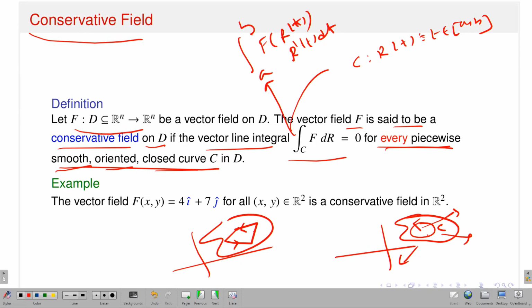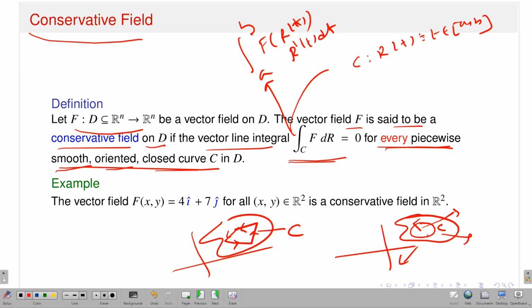This is also piecewise smooth, right? This is also C. So, it says that, okay, start with a vector field with domain D. I will say that that vector field is a conservative vector field if I take any piecewise smooth oriented closed curve in D, then the vector line integral of capital F over this contour C is 0. That is what it is.